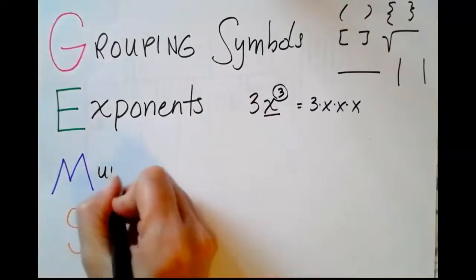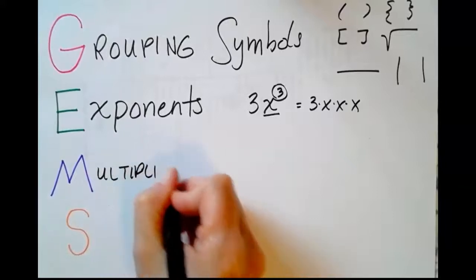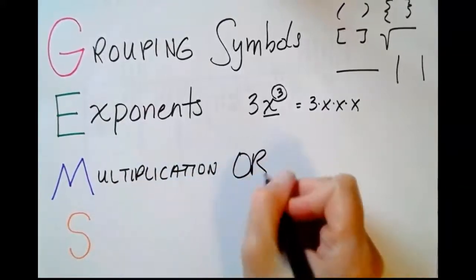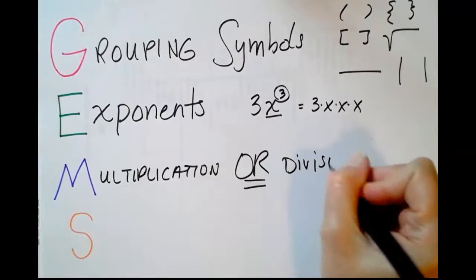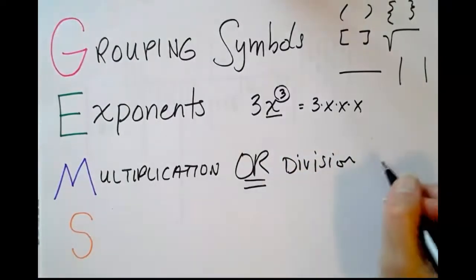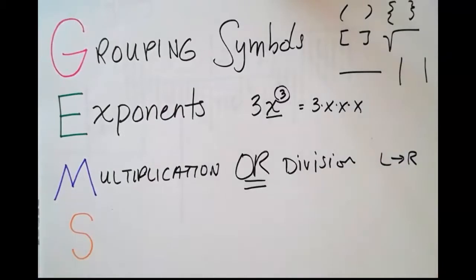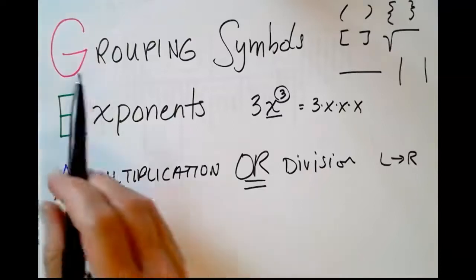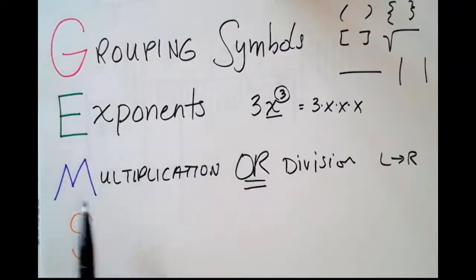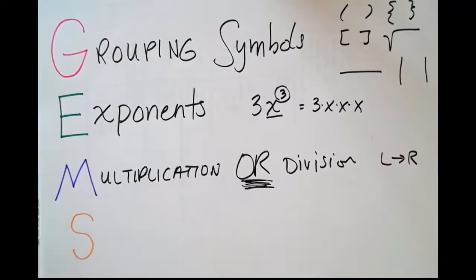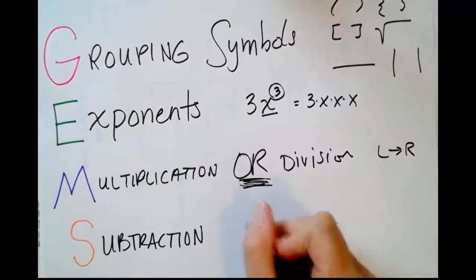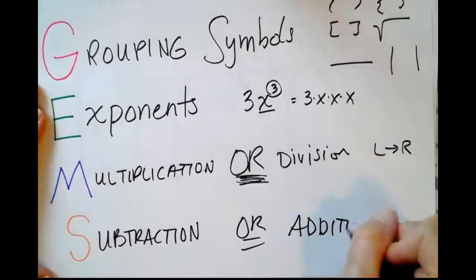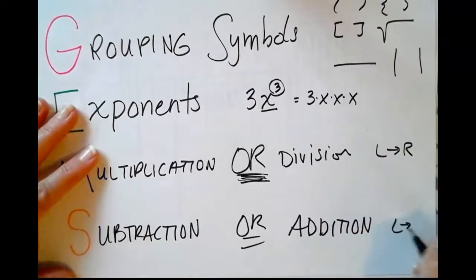Then we come to multiplication, or, and I'm super emphasizing the conjunction or, multiplication or division in the order that it comes from left to right. Everything in order of operations is all about left to right. That's how we read and that's how we do math. So G, grouping symbols, E, exponents, M, multiplication or division, and then S, subtraction or addition. Once again, whatever comes first from left to right.